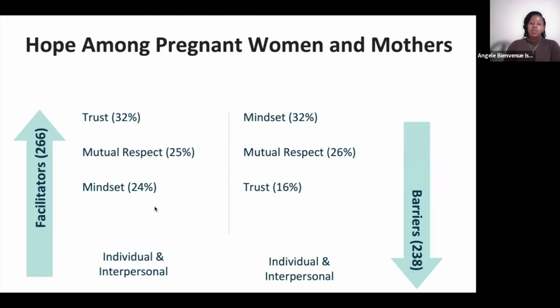Using the socio-ecological model, we looked at individual and interpersonal factors for healthcare recipients. We asked pregnant women and mothers with children under 5. Their facilitators were mainly trust, mutual respect, and mindset. For barriers, mindset, mutual respect, and trust were stated as the most common barriers to having hope.